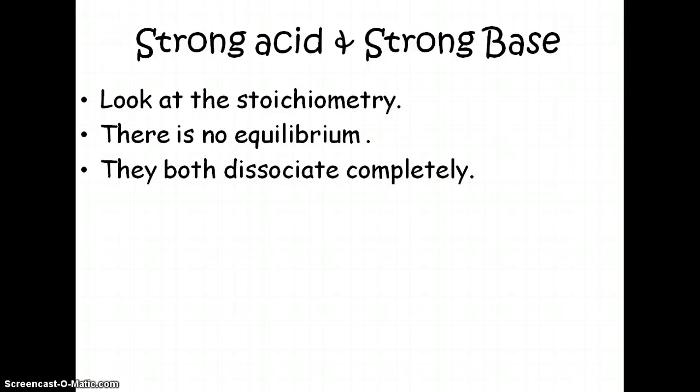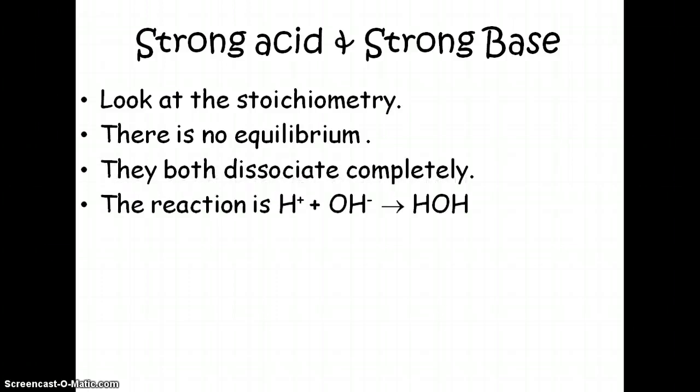Now that should make sense because they both dissociate completely, the strong acid and the strong base. And remember, when you have a strong acid and strong base, it makes a neutral salt. So that would be a pH of 7.